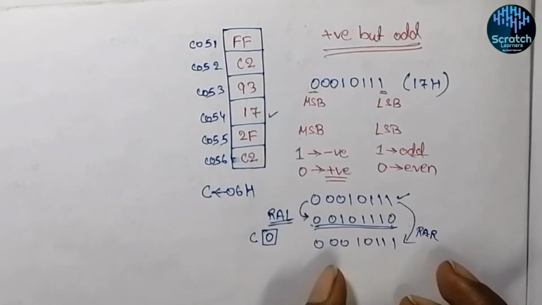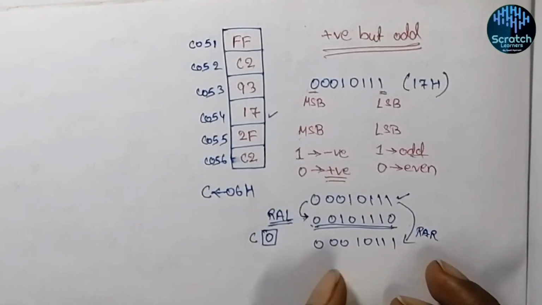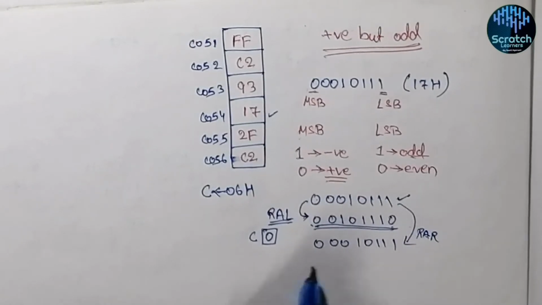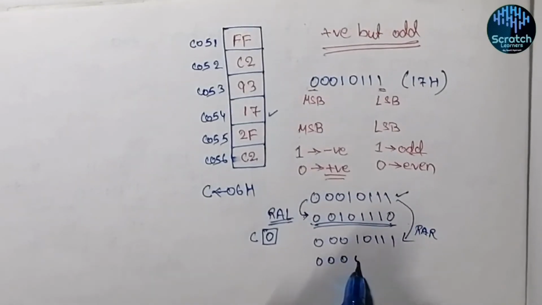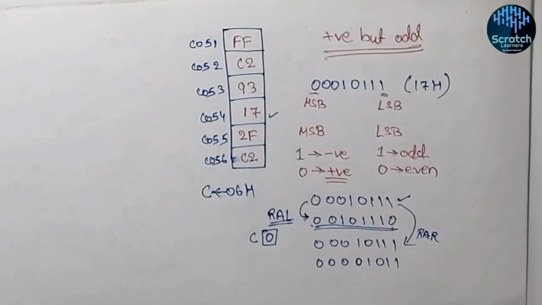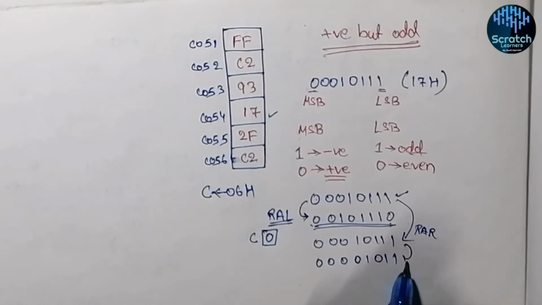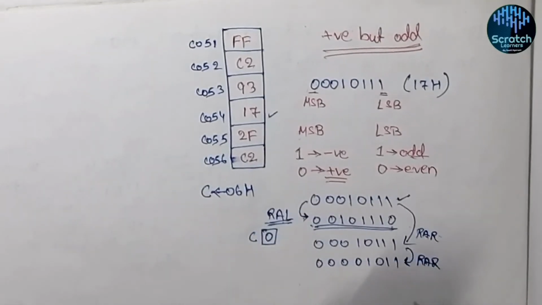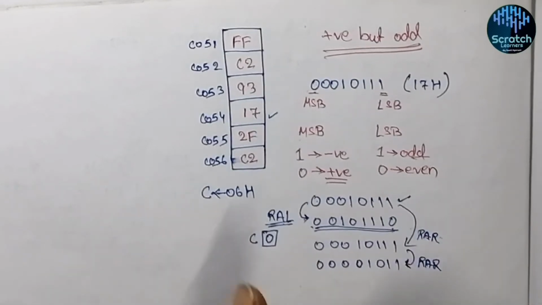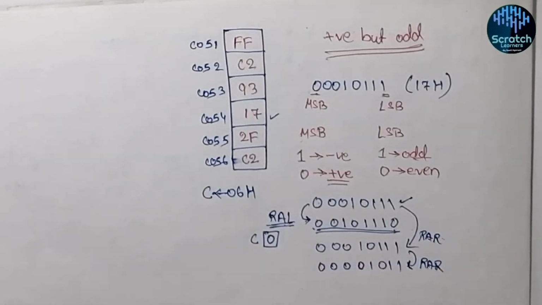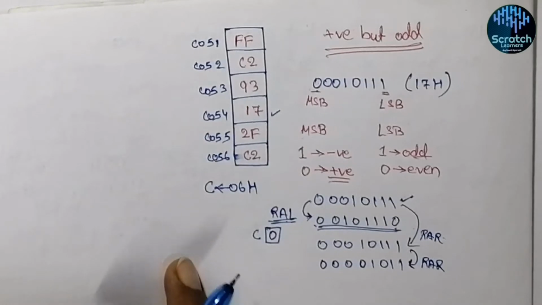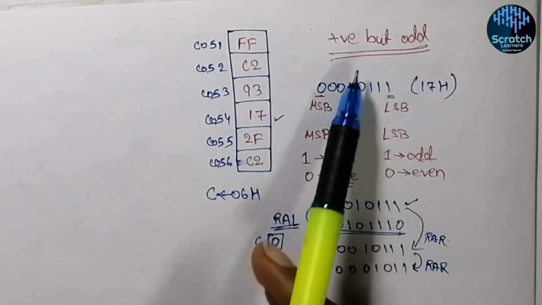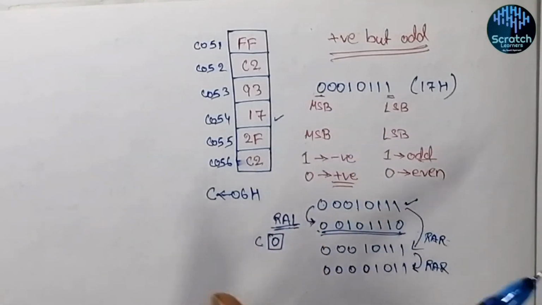Now we will again rotate this data towards right so that we can check for an odd or even number. If we rotate this number towards right, it will be this. Okay, so again we have performed the RAR instruction. So 1 time RAL, 2 times RAR. By doing these, we can check for a positive but odd number. Now we will write its assembly language program. One thing here, as we need to count the positive but odd numbers, we need to store all those counts in some register, right?